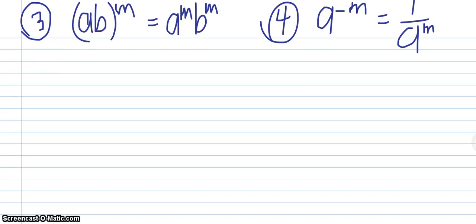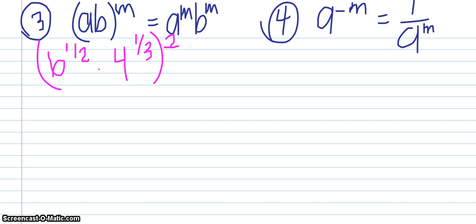The next property I'm going to look at is distributive. So I have a times b to the m power. So I know that it's a to the m and then b to the m. So if I look at an example of this, I have 3 to the 1/2 power times 4 to the 1/3 power, all raised to the second power.